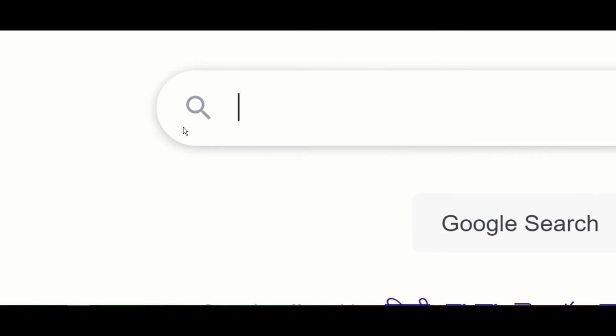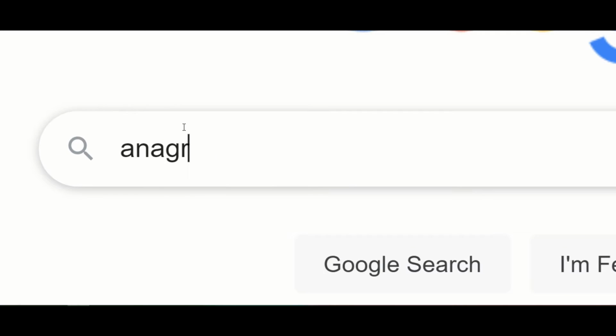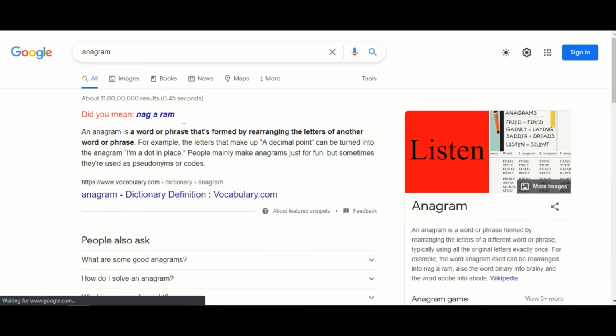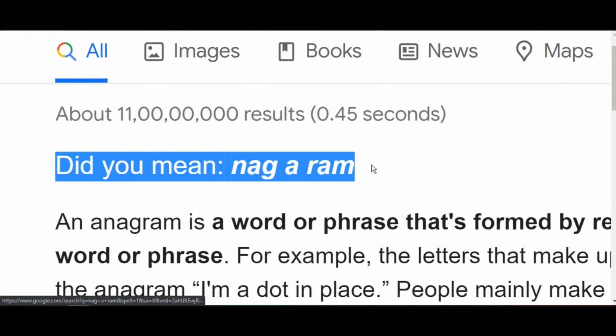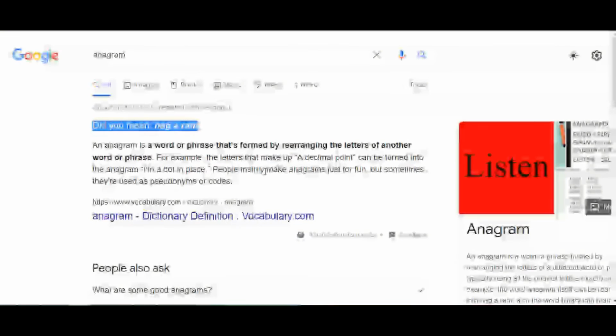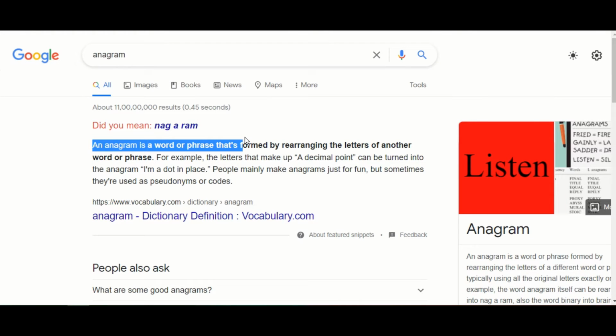Okay, folks, for our next Easter egg, we have to search for anagram. Now, once we search for this either on Google Chrome or the Google search engine, on the Did you mean section of the page, we will see Did you mean nagaram. So, for those people who don't know, an anagram is a word or a phrase that's formed by rearranging the letters of another word or phrase. And for people who are really sharp-eyed, you'll notice that nagaram is actually an anagram of anagram.